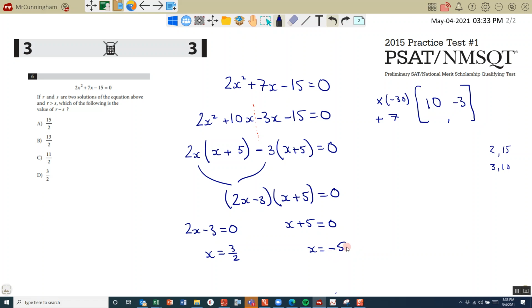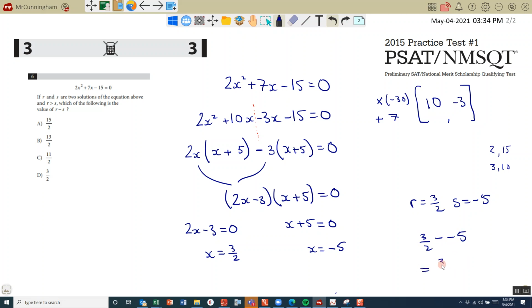Now one of them is R, one of them is S. So R is the bigger one, so 3 over 2. R is greater than S. Yeah, R is 3 over 2. S is negative 5, because 3 over 2, 1.5, is bigger than negative 5. And then if I subtract them, 3 over 2 take away negative 5.